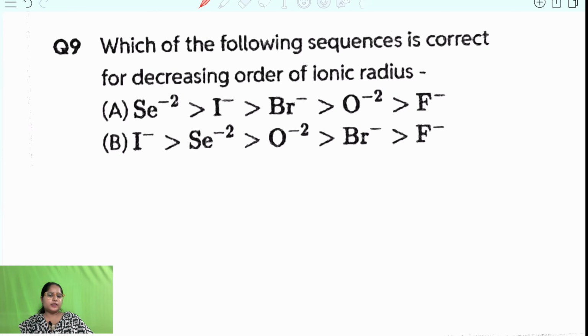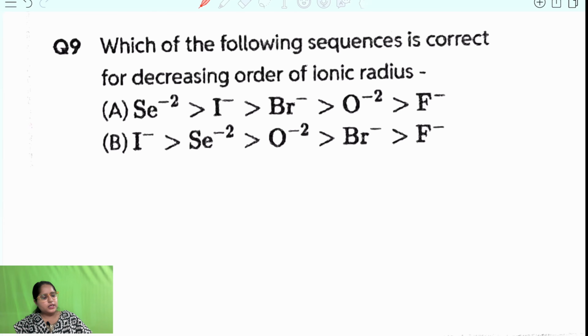Okay, so now let us solve question number 9. Which of the following sequence is correct for decreasing order of ionic radius? Here you can't use that trick because not all are isoelectronic species. Selenium, iodine, bromine have huge differences in the number of electrons, so we can't use the direct trick of more minus charge. Then again I minus, Br minus, F minus, how will you do? So we will arrange it by the normal common method.